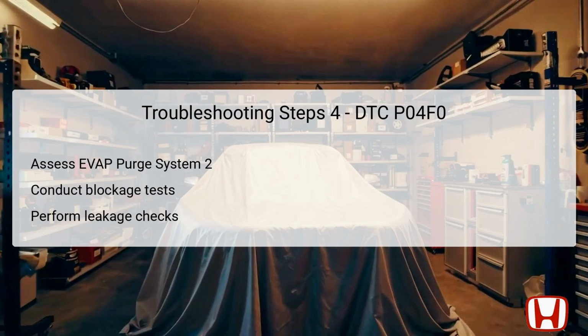To perform this assessment, the technician should first disconnect relevant hoses as outlined in the service manual. This disconnection allows for targeted tests, including vacuum application, to confirm system integrity. Conducting blockage tests is crucial by ensuring there are no obstructions that prevent vapor flow. Additionally, conducting leakage checks is important. If vacuum doesn't hold when applied, it signifies leaks present.